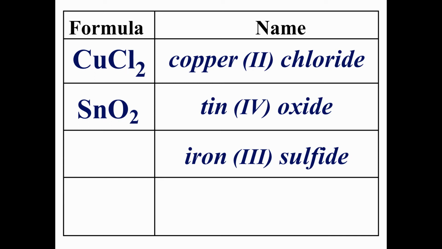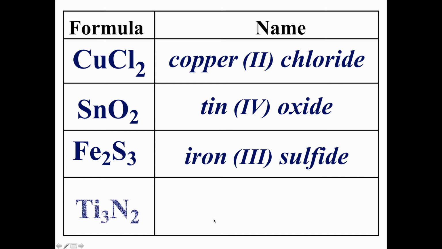How about iron 3 sulfide? Well, iron 3 means an Fe3+ ion. Sulfide will definitely be a -2 ion. And we're going to need 2 +3s to balance off 3 -2s. So Fe2S3 is the formula for iron sulfide.